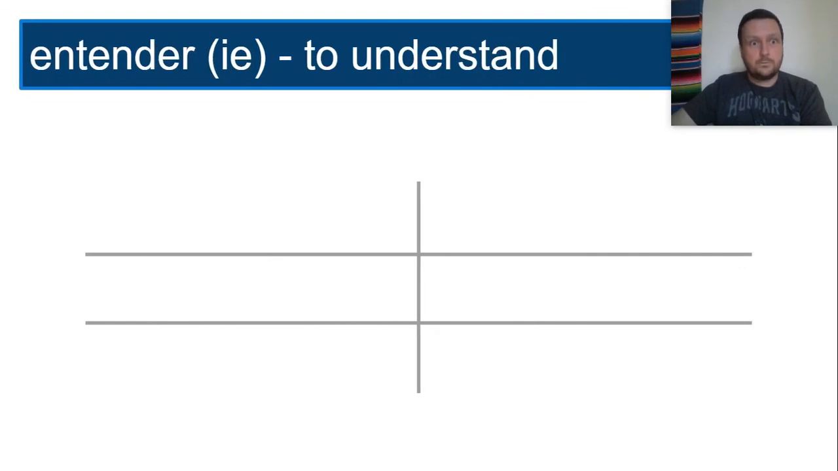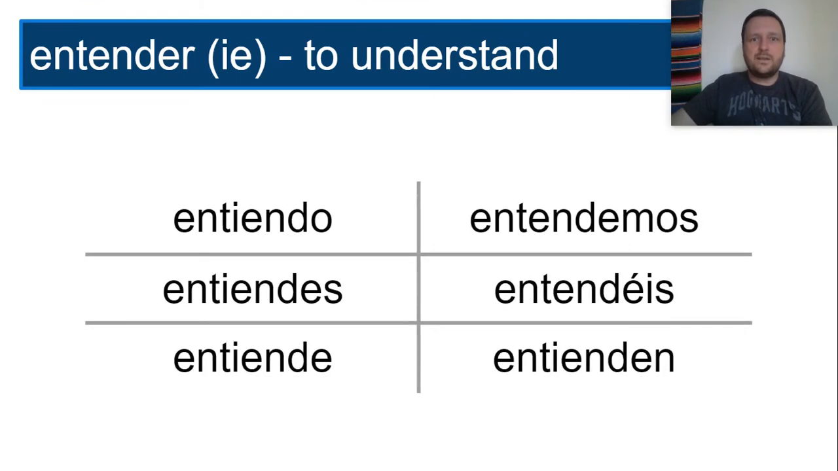Let's do another one. This is the verb entender. It's an IE changer. There are two vowels in our stem, and hopefully you remember which one makes the change. The last one. So take a moment, pause the video, and make a verb tree with the forms of entender. All right, so the forms of entender are entiendo, entiendes, entiende, entendemos, entendéis, entienden. It's an ER verb, so we have the ER endings. IE stem changer, so nosotros doesn't change: entendemos.